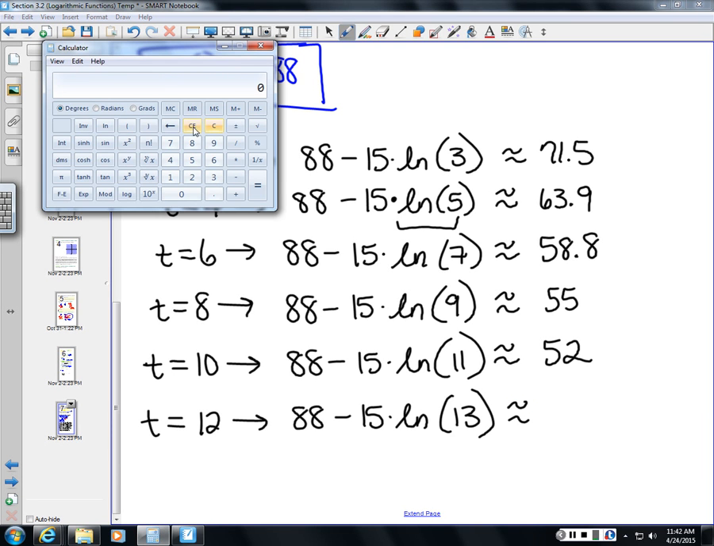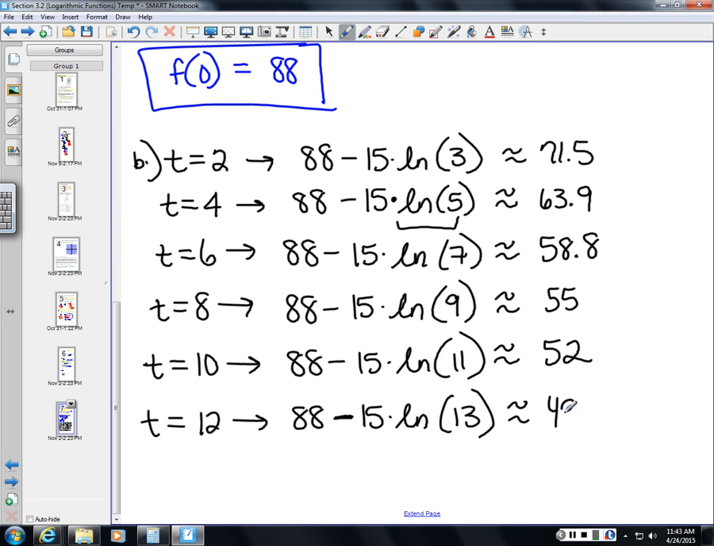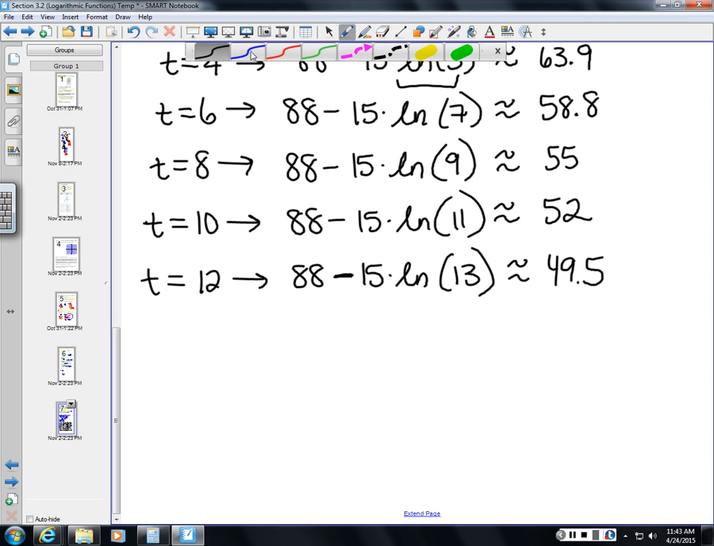We'll do that one and show you one more time in the calculator. We're going to take the natural log of 13 and multiply that by 15. Make that negative, since it's negative right here. That's where the subtraction sign comes in. Then add 88 to that, and we get 49.5, which is what we should have gotten. So just make sure you're following your order of operations and working your calculator the right way.